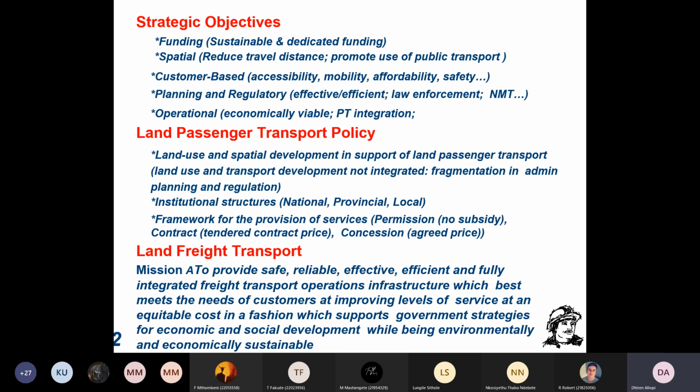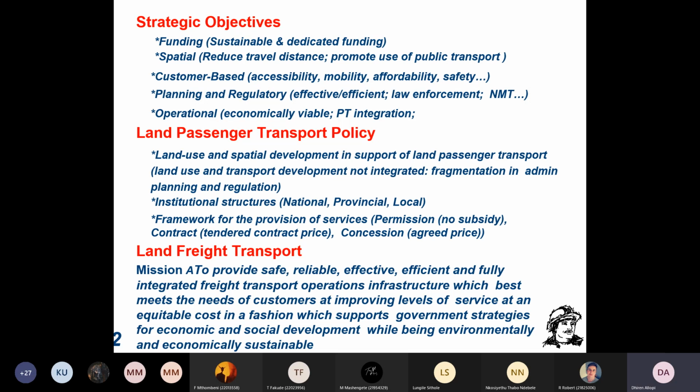When it comes to planning and regulatory aspects, again, effectiveness, efficiency. Law enforcement also comes up in terms of planning and regulatory. Pointless having a system without proper law enforcement. And one of the problems that you will find here in South Africa when it comes to law enforcement is, for example, at traffic lights, some drivers, some motorists only see a green light. They don't see a red light. Red means stop.